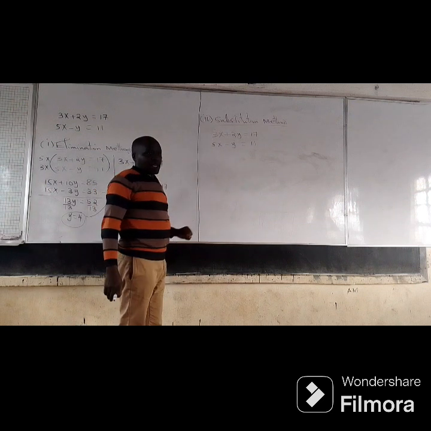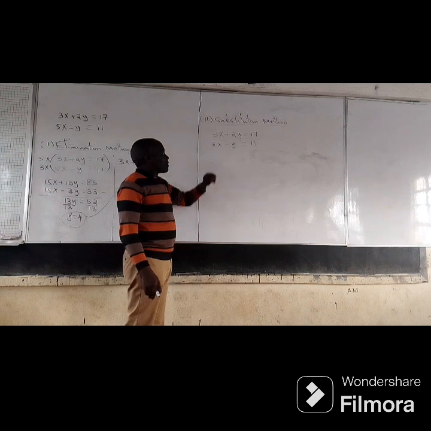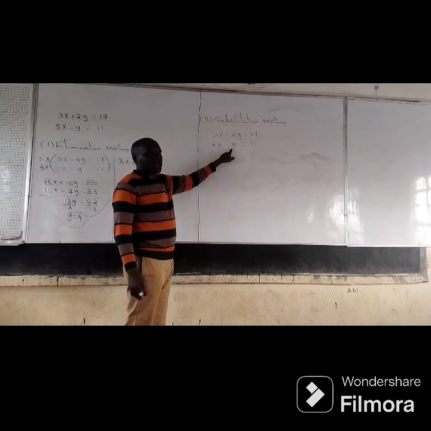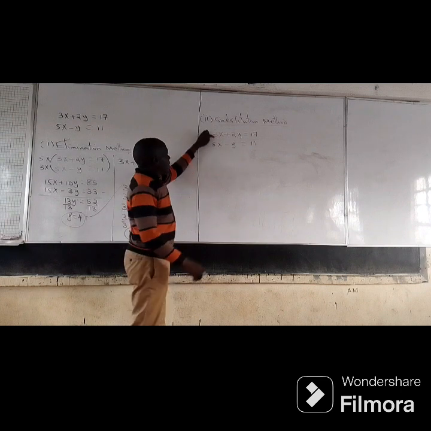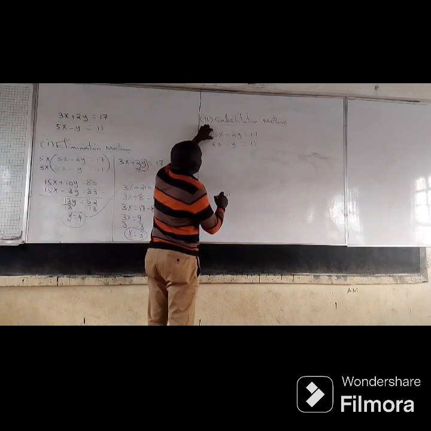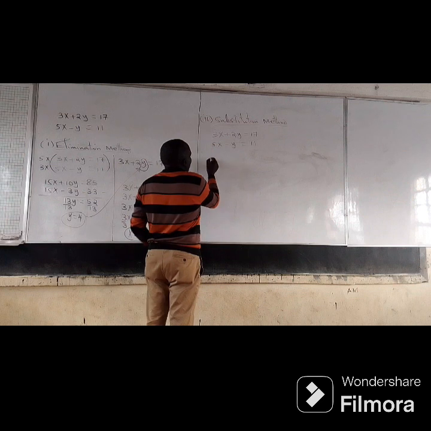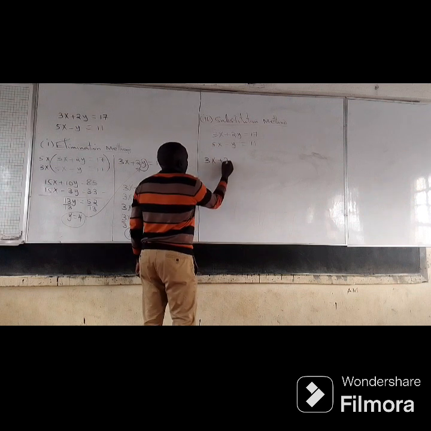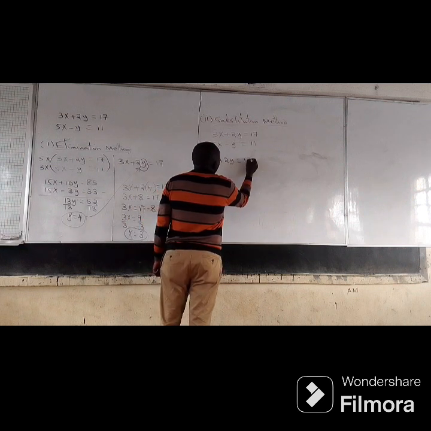We express one of the unknowns, or we express x in terms of y. Then we substitute that one in the second equation. By doing so, we have substituted. So let us write x in terms of y in the first equation. So we have 3x plus 2y equals 17.